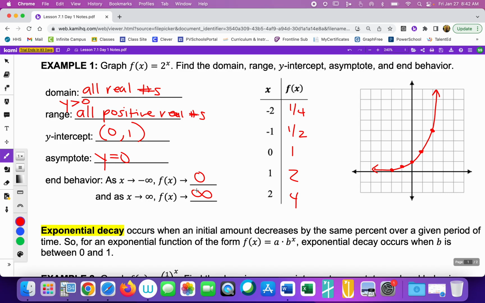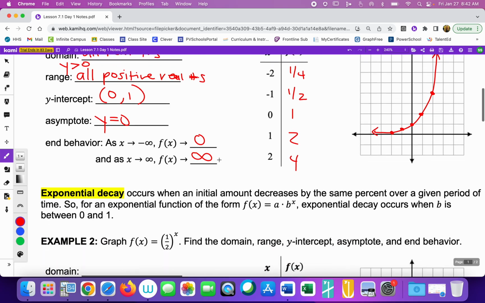Questions on any part of that? Okay, assuming we're all understanding.